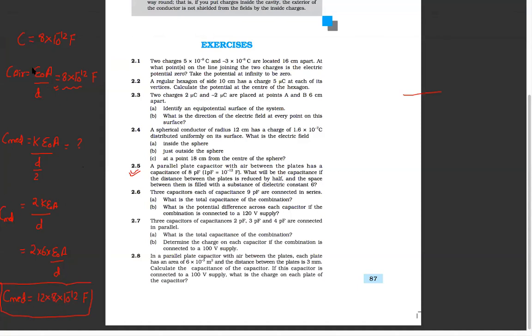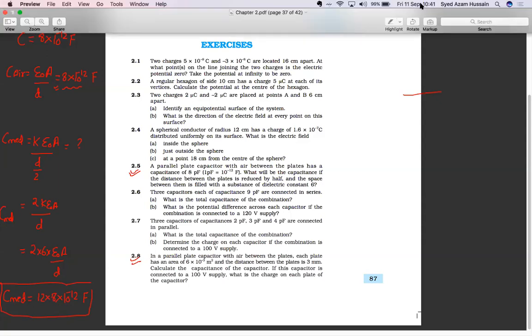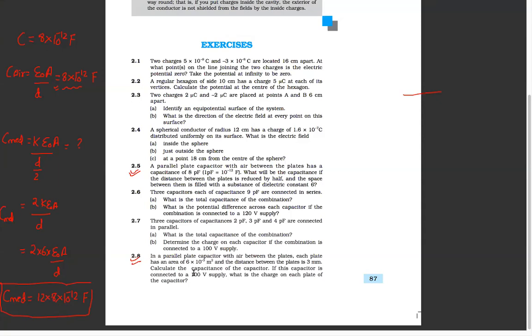So is it clear? This numerical 2.5. Yes, sir. Let's move on to the next one. Just try this question number 2.8. You have 2 minutes for this numerical. Just solve this numerical and report your answer in chat.